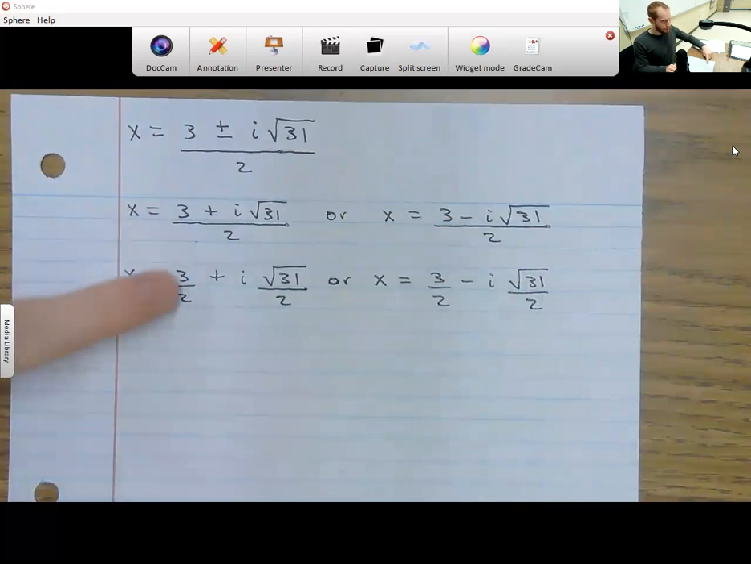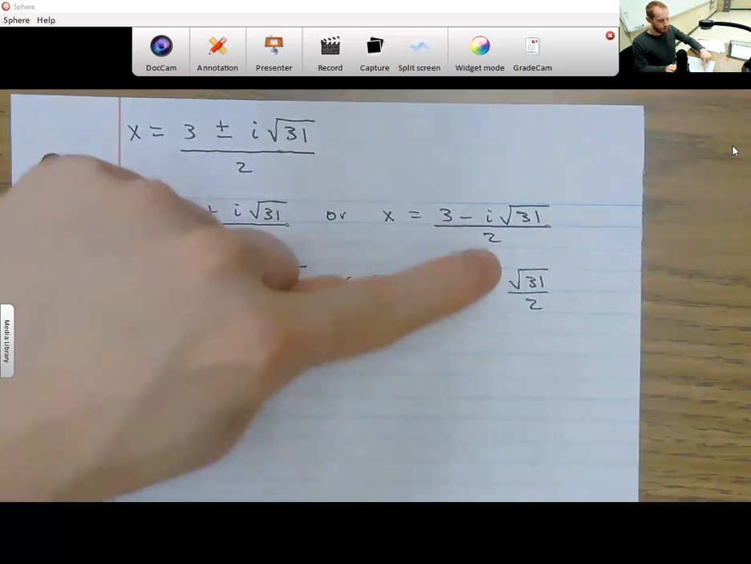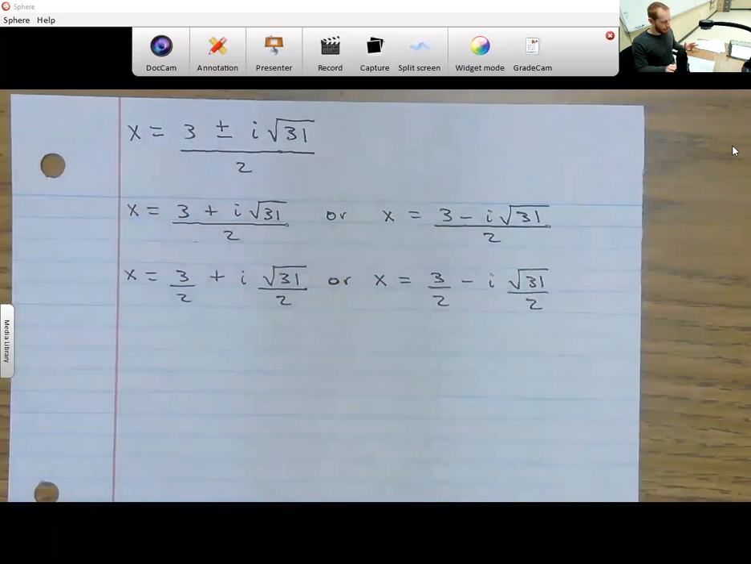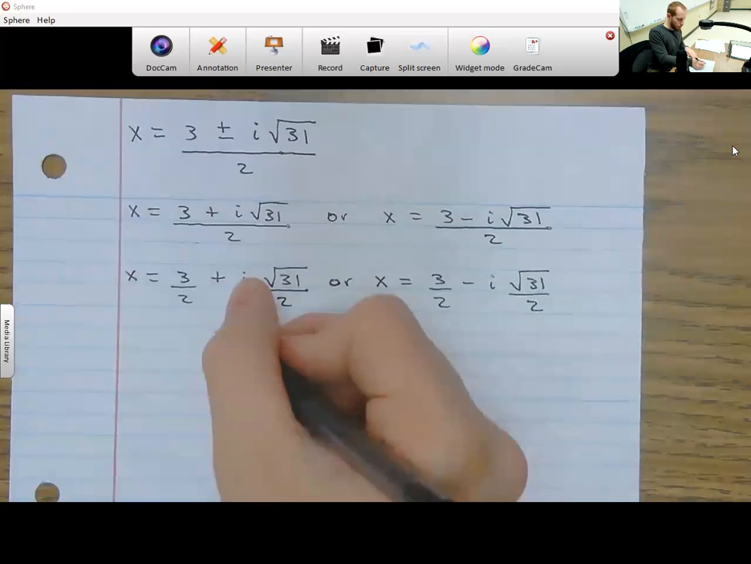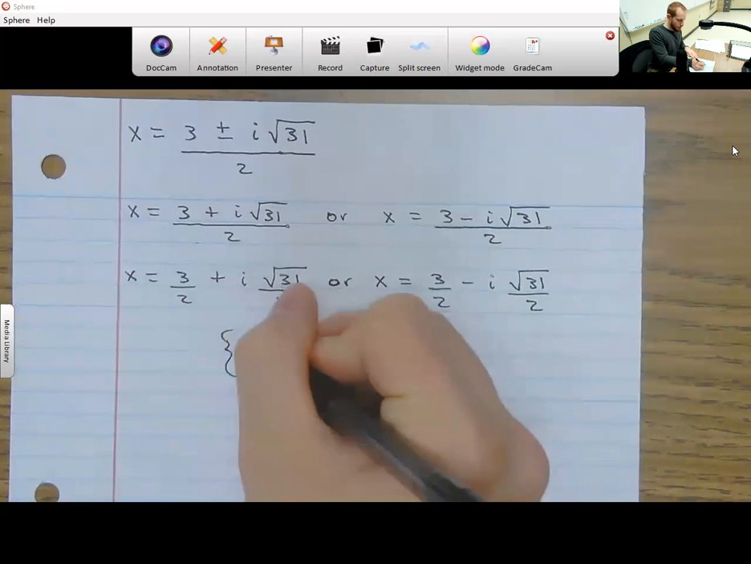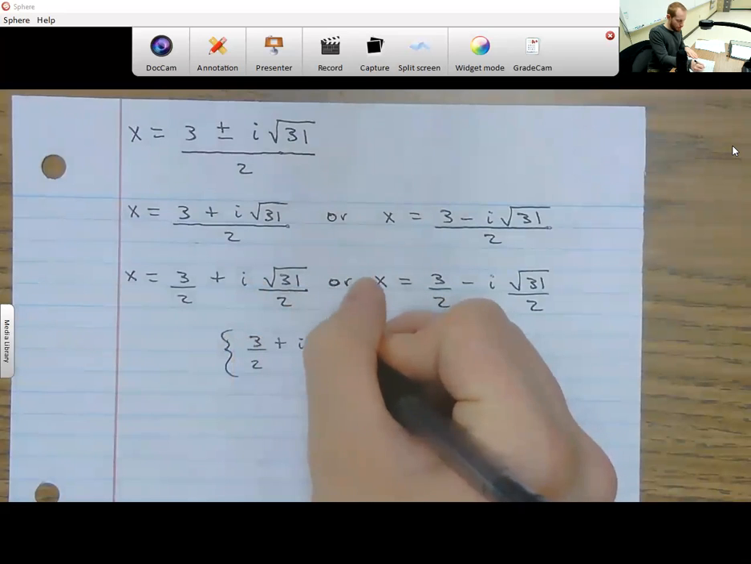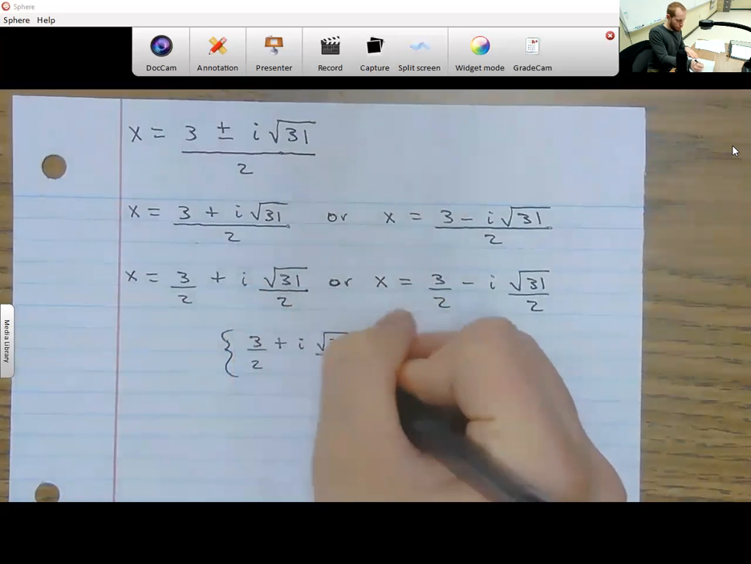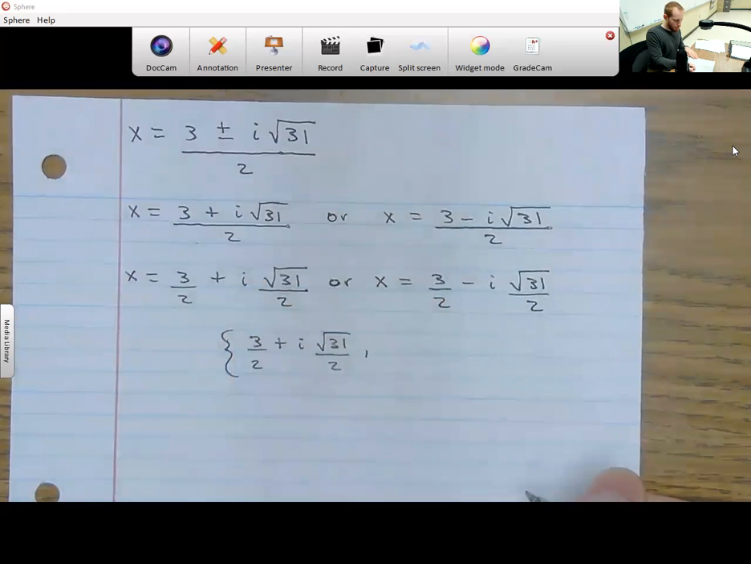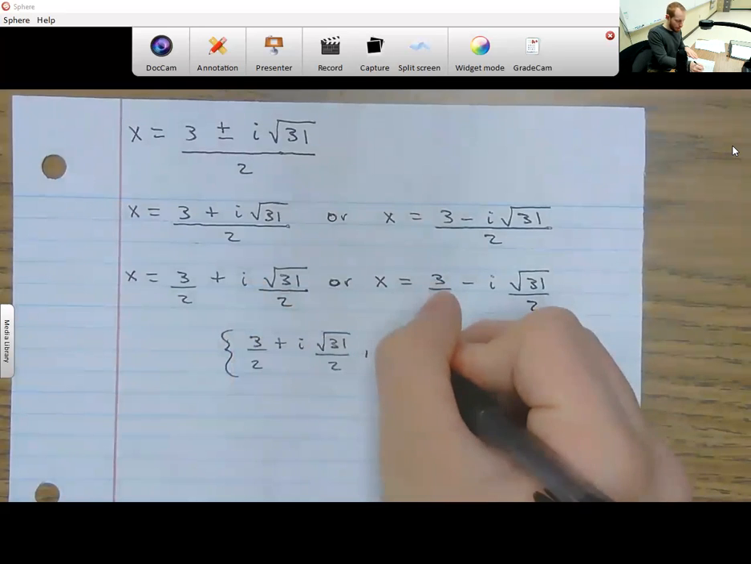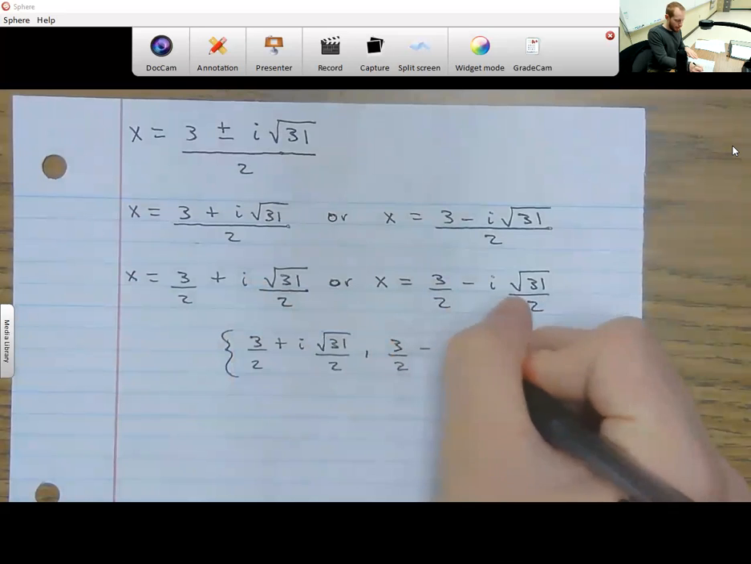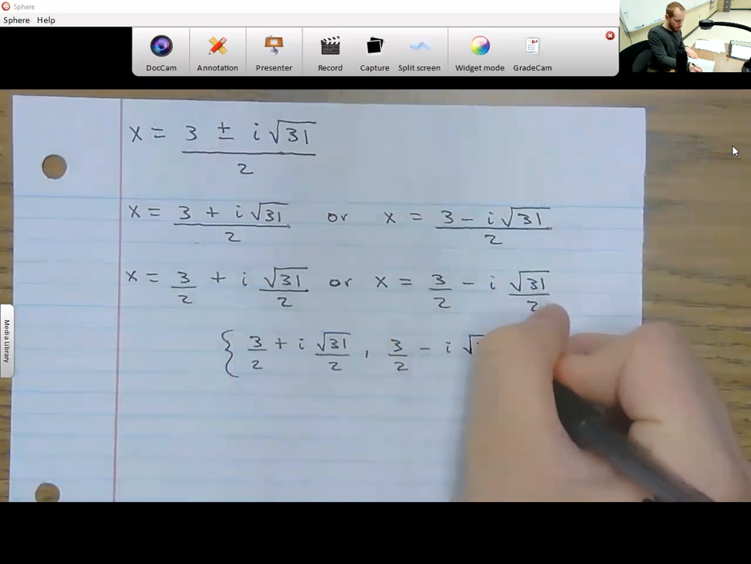So these two are the same answers, and these two are the same answers. So I can write it as a solution set. I could do 3/2 plus I times the square root of 31 over 2, or I could write it as a minus. I could have 3/2 minus I times the square root of 31 over 2.